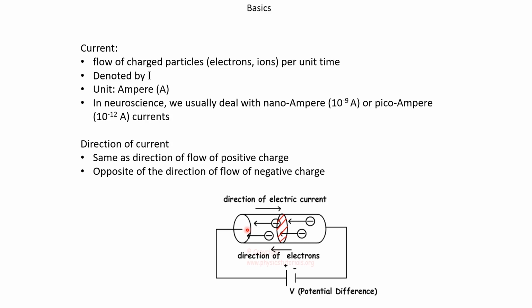In the case of neurons, since we have both positive and negative ions, depending on the type of ion, if the ion is positively charged like sodium or potassium, then the direction in which those ions are moving will define the direction of current. But if it is the chloride ions that are moving, then the direction of current will be opposite of the movement of chloride ions.